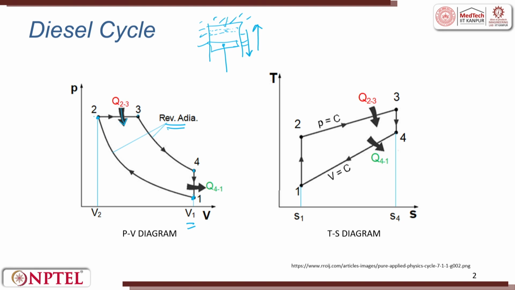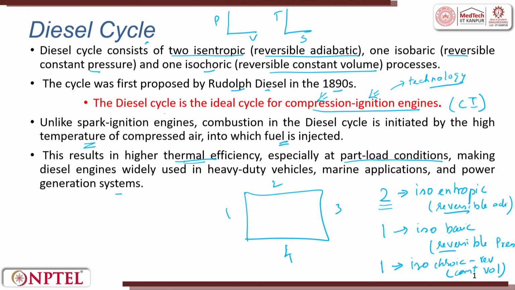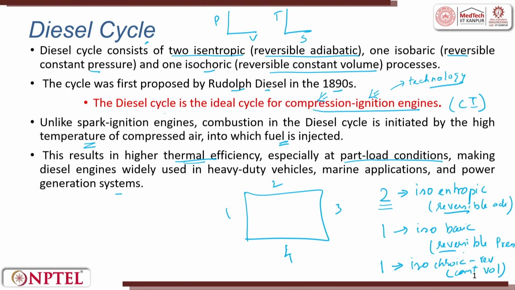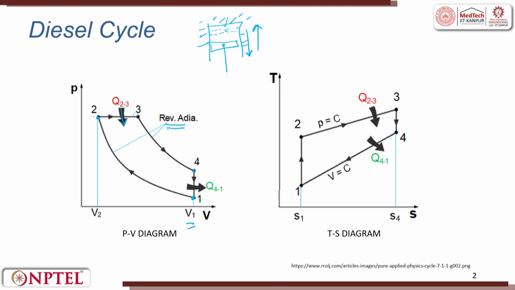So at this point it is constant volume process. So 2 to 3 is constant pressure process which is reversible. 4 to 1 is again a constant volume process which is reversible. This is what we have said here. It has two isentropic reversible adiabatic processes which happen between 1 to 2 and 3 to 4, and then isobaric which is constant pressure 2 to 3, and we said constant volume is between 4 to 1. So between 4 to 1 the heat is extracted.